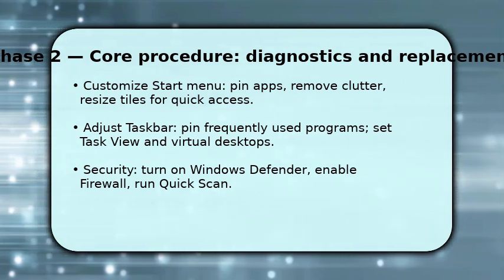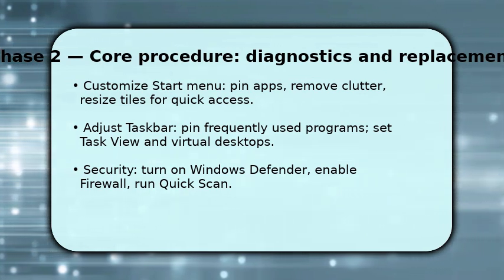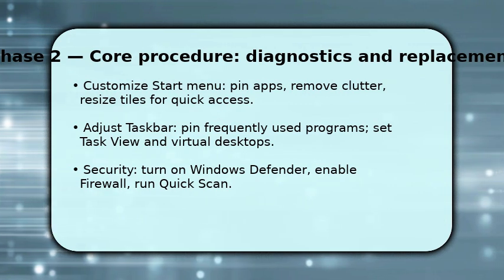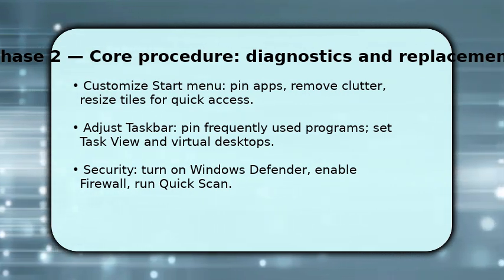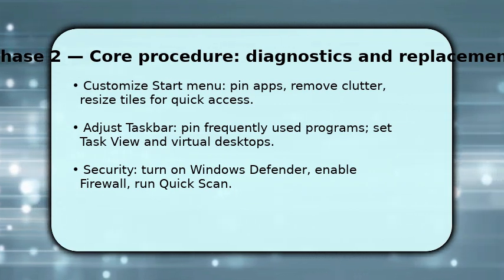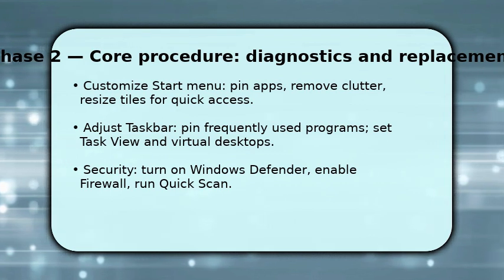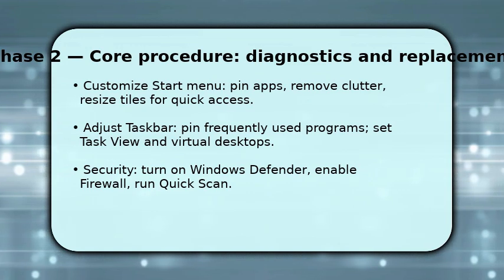Pin your top apps to Start and the taskbar so you can launch them in one click. Resize tiles for priority. Use Task View to create virtual desktops when you multitask, because that keeps projects separate and focused. Then, make sure Windows Defender and the firewall are enabled and run a quick scan to confirm no threats are present. Once done, you'll have a stable, efficient workspace.